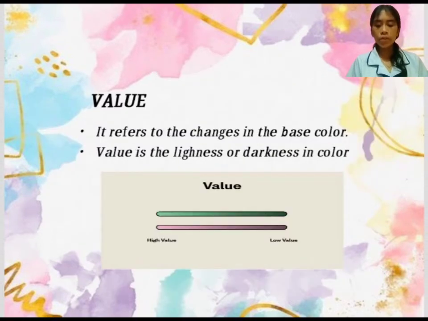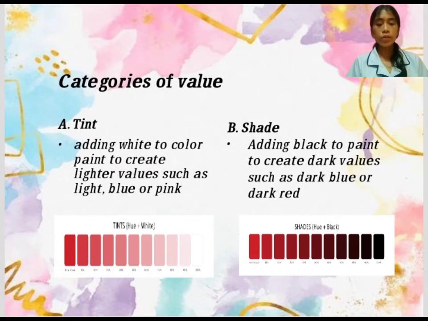Value. It refers to the change in the base color. Value is the lightness or darkness in color. Categories of value. Tint. Adding white to color paint to create lighter values such as light blue or pink. Shade. Adding black to paint to create dark values such as dark blue or dark green.